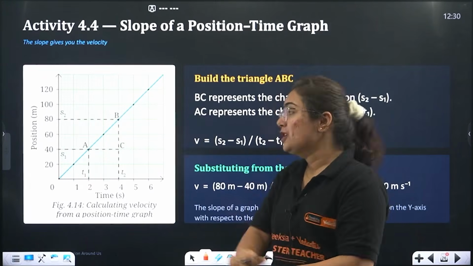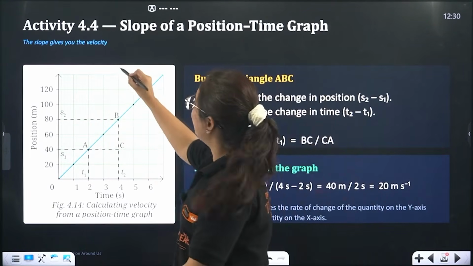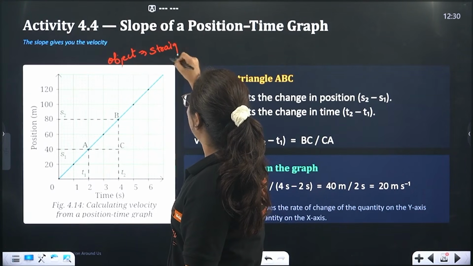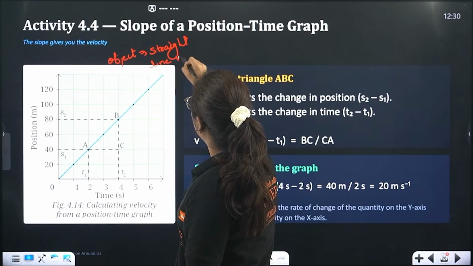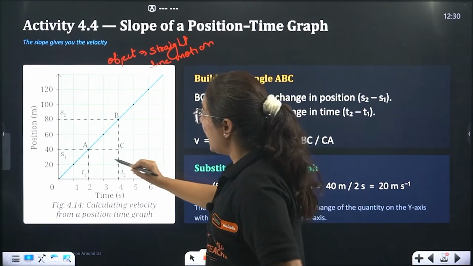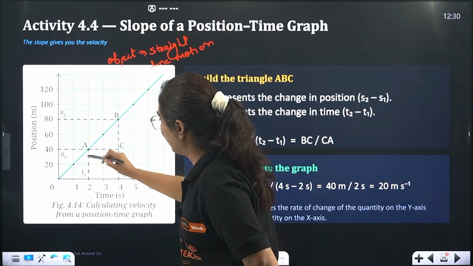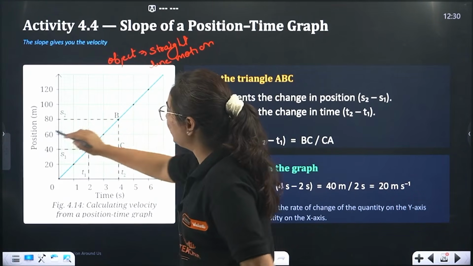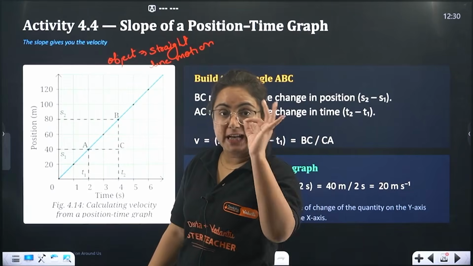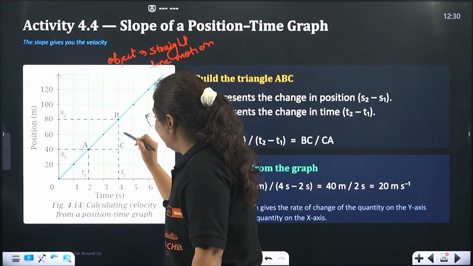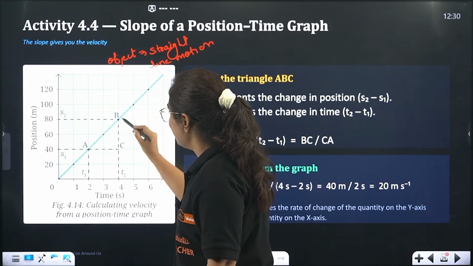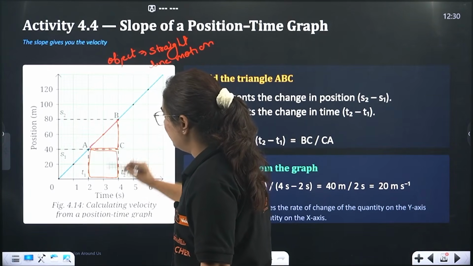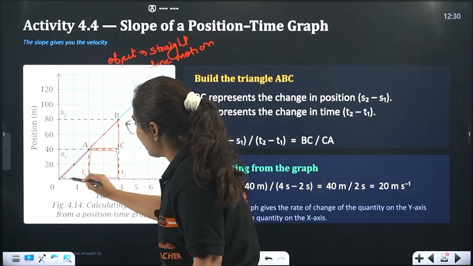Okay? So let us take the example, beta, the object is in straight line motion. At 1 second it reached 20 meter, 2 seconds reached 40 meter, 3 seconds reached 60 meter, 4 seconds reached, beta, what? 80 meter. Now with the help of this graph, join the adjoining lines here. Join it like this. You can see this is a triangle being formed. This is a rectangle being formed, isn't it? Okay. Again here is a triangle being formed.